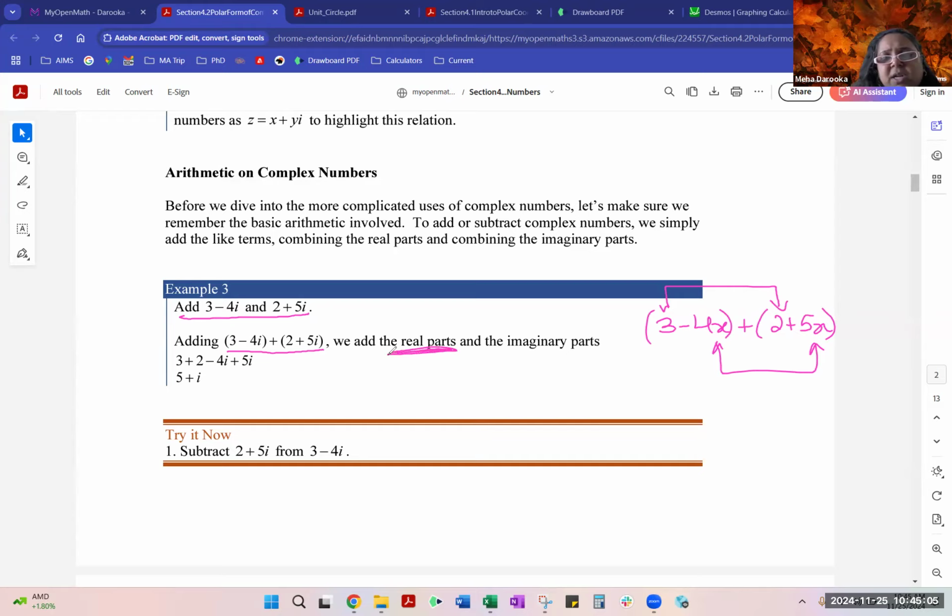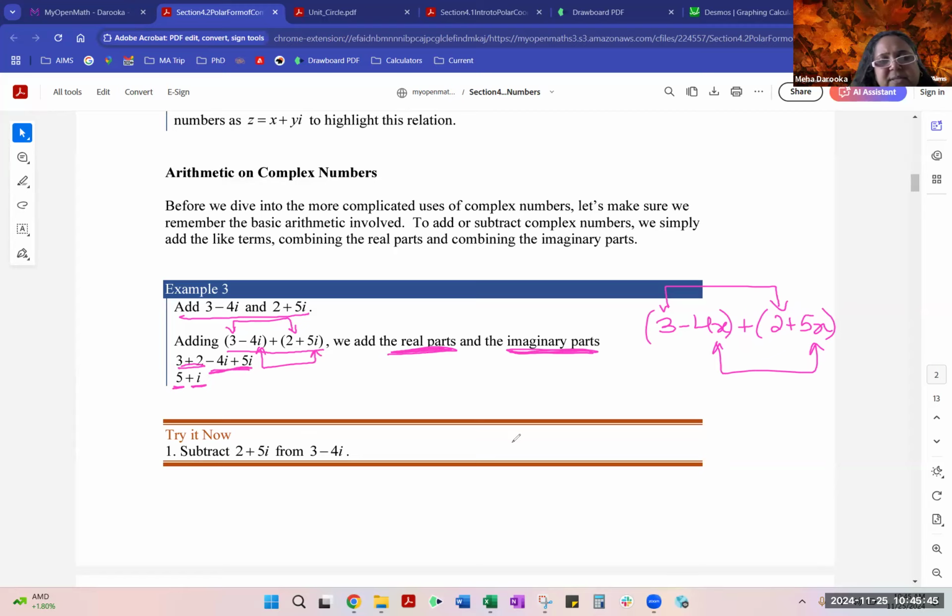You combine the real parts with real parts, and you combine the imaginary parts with imaginary parts. So it's literally how we do basic algebra, and it's the same thing you would do with complex numbers. As you can see, we're adding positive 3 with positive 2, which gives us positive 5. And then you are adding negative 4i with positive 5i. Negative 4 plus 5 will give us positive 1, so this becomes positive 1i, or we just write it as i. Again, real parts with real parts, imaginary parts with imaginary parts. And that's how you would do that.